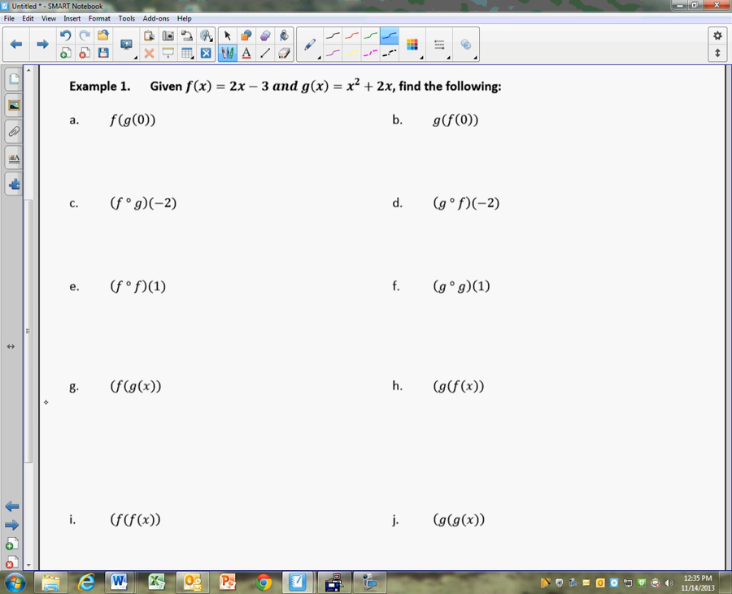It says, given f of x is 2x minus 3, and g of x is x squared plus 2x, find the following. Find f of g of 0. I start with 0, and what do I plug it into? G. G of 0 is 0. So really, what you're doing here is you're evaluating f of 0, because when you plug 0 in for g, you got 0. Now you take that 0 and plug it in for f, and you get an output of -3. So you just plug in twice.